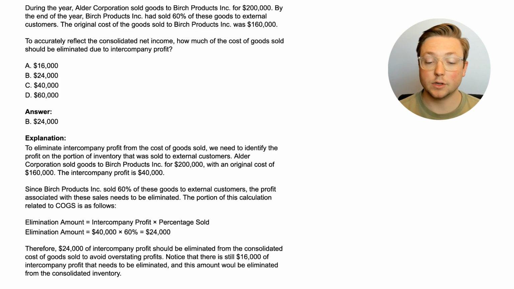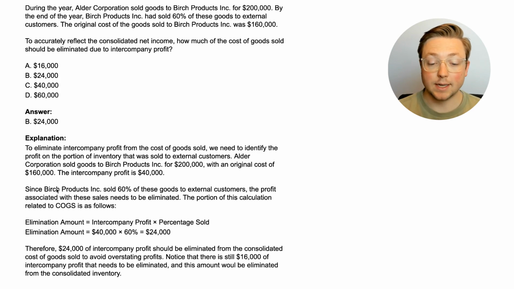Alder Corporation sold goods to Birch Products, Inc. for $200,000 with an original cost of $160,000. The intercompany profit is $40,000, and that's pretty easy to see. If they sold it for $200,000, it was originally worth $160,000. That's a $40,000 profit between the companies. Since that's intercompany, though, we have to eliminate it.